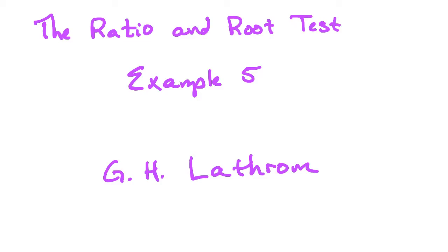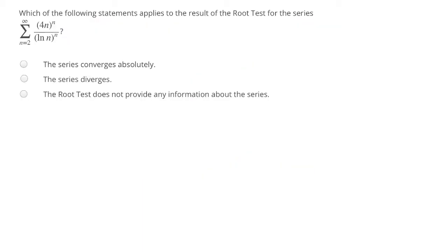So welcome everybody to example 5 of using the ratio and root test. So once again, in this case, we're asked to use the root test to determine whether the series will converge absolutely, whether it will diverge, or if the test might be inconclusive. So let's take a look at what the root test actually says.